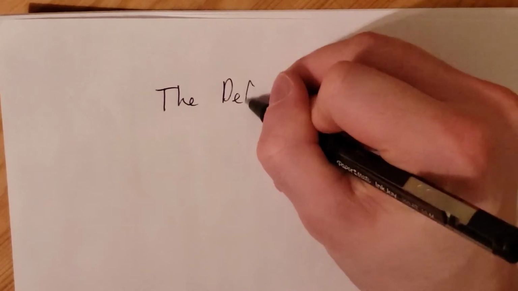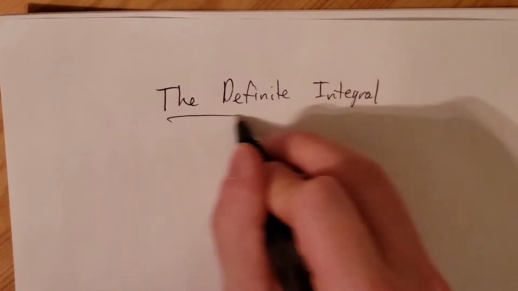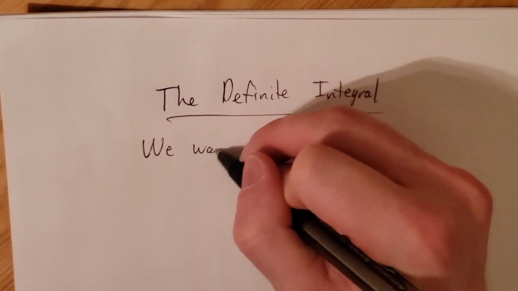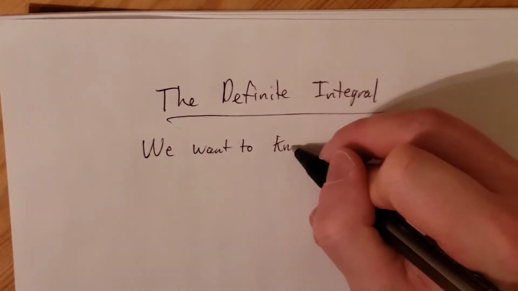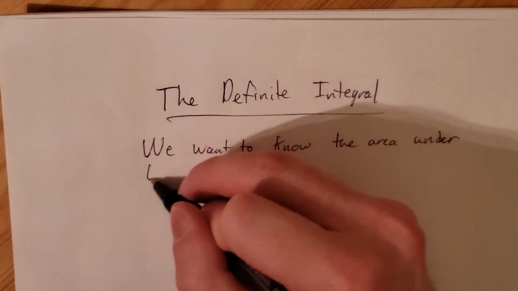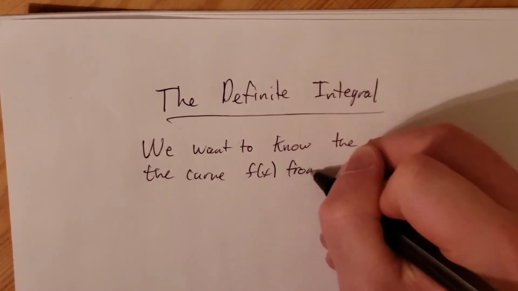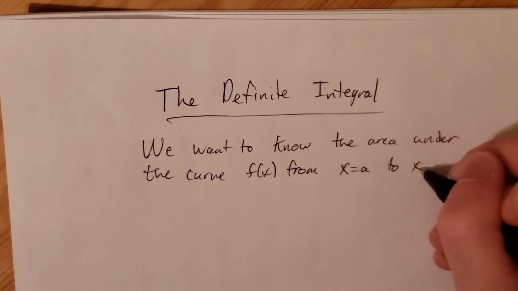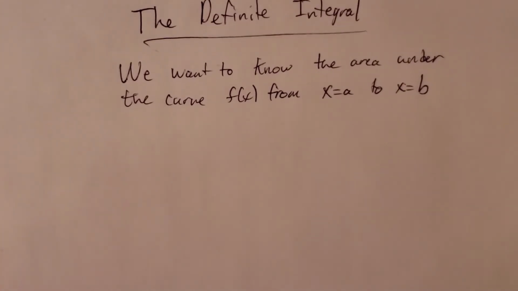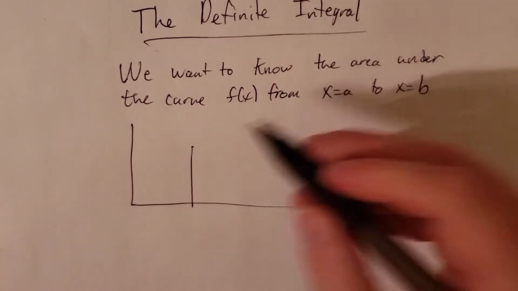In this video, we are going to discuss the definite integral. So I'd like to remind us that what we are trying to do is we want to know the area under the curve f of x from x equals a to x equals b. And let's draw down a picture of that again on how we were going to estimate that. So this is a reminder from a few videos ago.